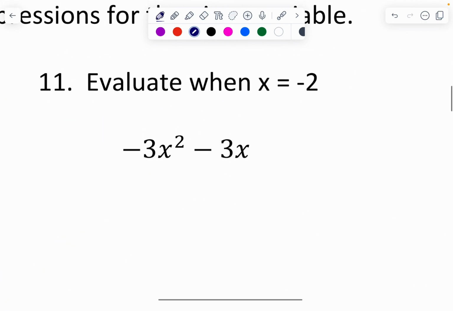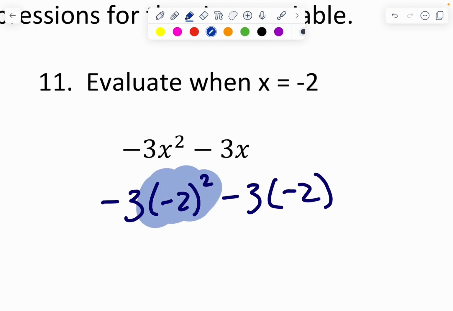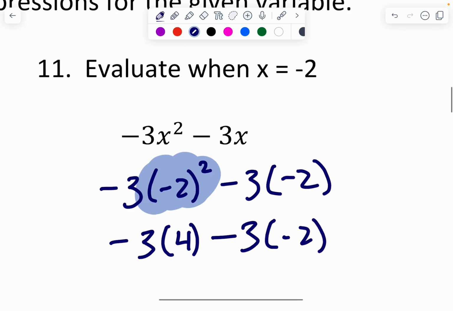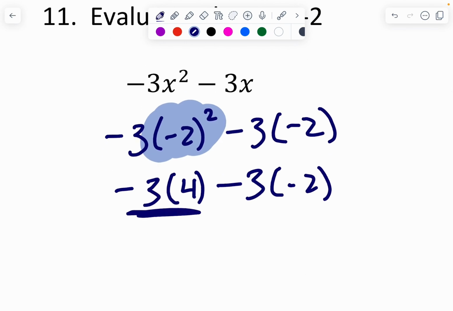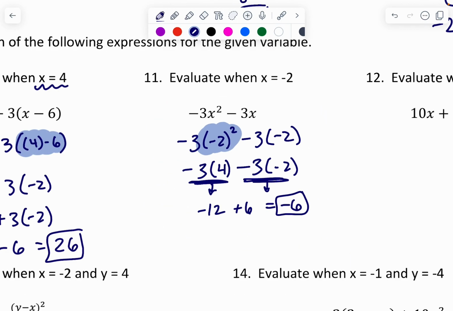All right, so down the line, same thing. Instead of X, you plug in -2. Again, in parentheses, be careful. You are going to do exponents first here, not the multiplication. So this is a +4. Remember, that's 2 negatives. And then this is also 2 negatives here, right? So when I write this out, we have only 1 negative here, so this is going to be -12. We have 2 negatives here, so this becomes +6, and you get -6.